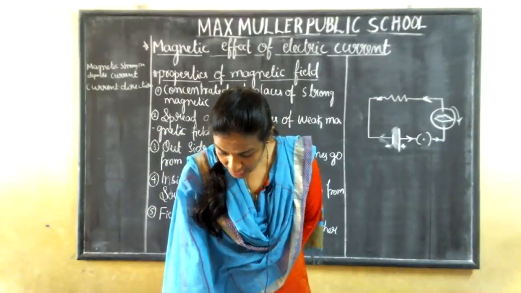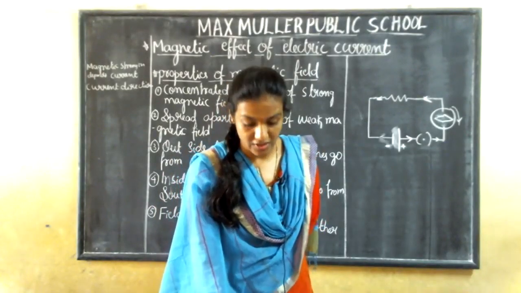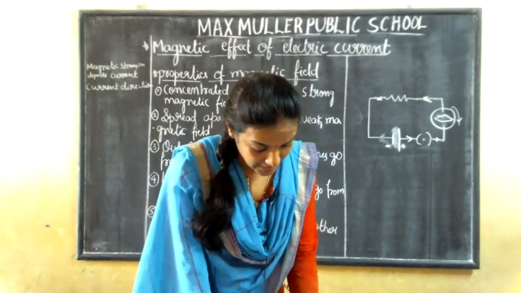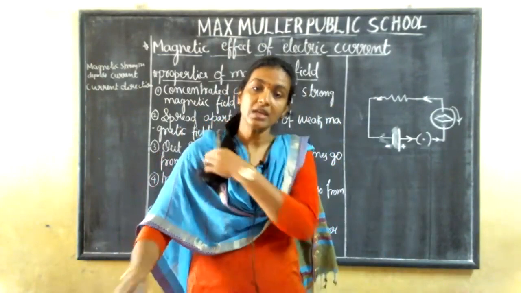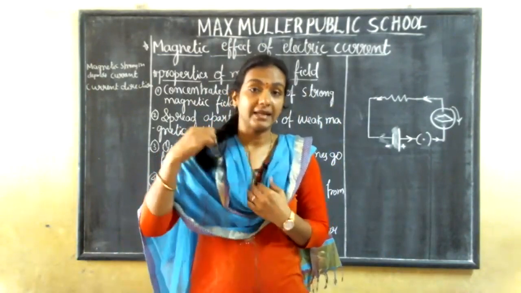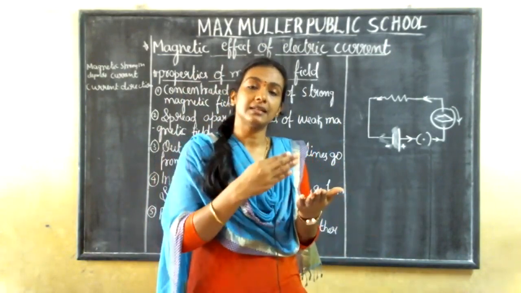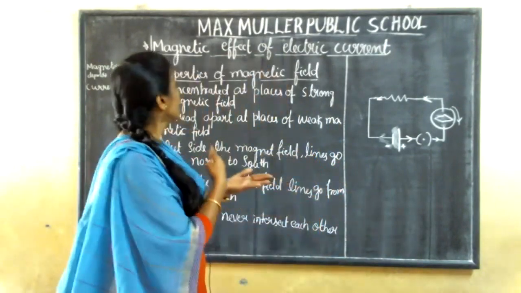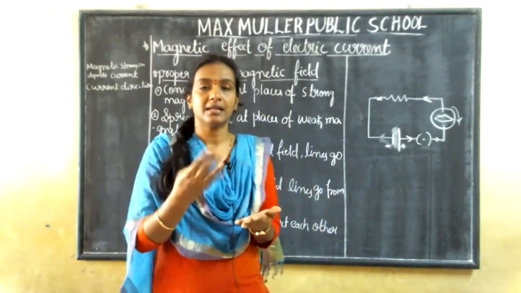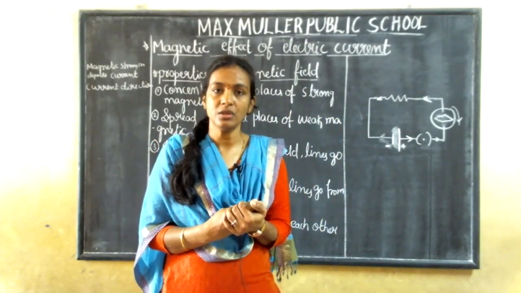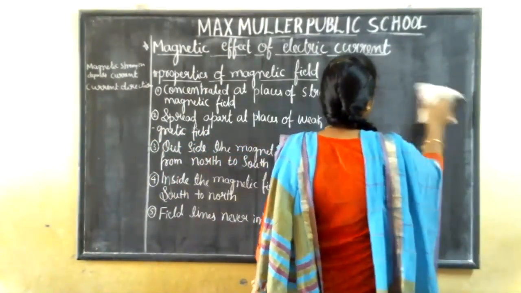His research later created the technology of television and radio. Okay, this is the introduction to magnetism: how we found it, and how the electric current and the magnetic effect are related. Have you understood? Yeah. Let us come to the example.